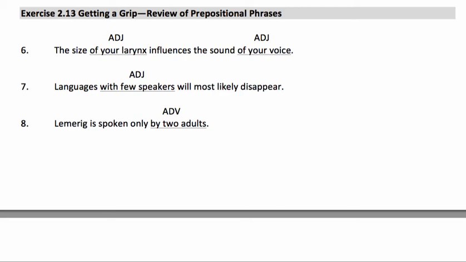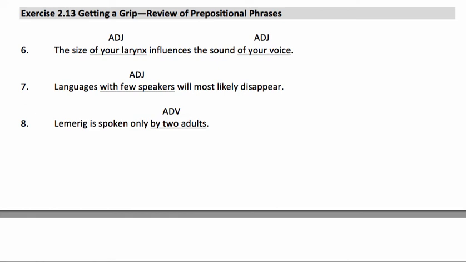7, languages with few speakers. Again, which languages are we speaking about? Are we speaking of Mandarin, English, Spanish? These languages have many, many speakers? No. We are speaking specifically about a group of languages that have few speakers. So this prepositional phrase is certainly connected to the noun languages. Again, perform the pronoun substitution test. They will most likely disappear. That substitution works. It takes out everything, so it must be adjective.